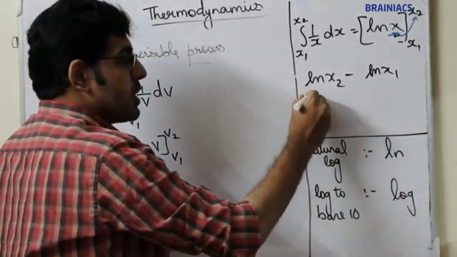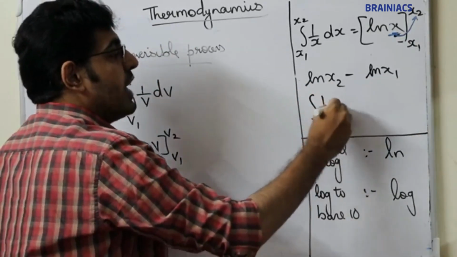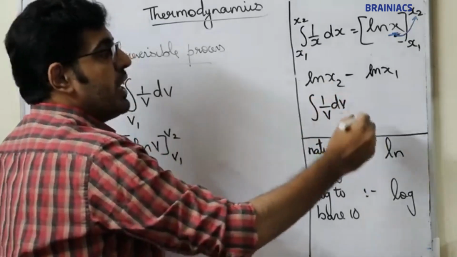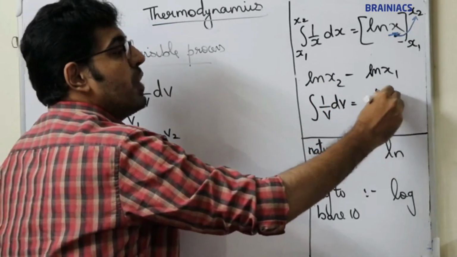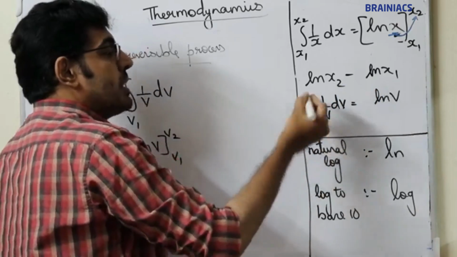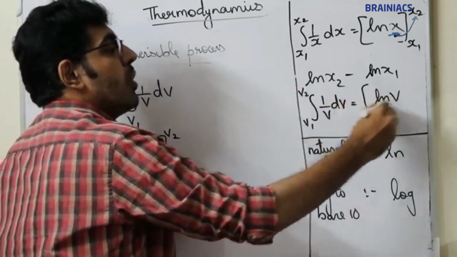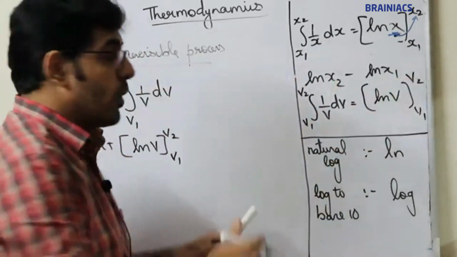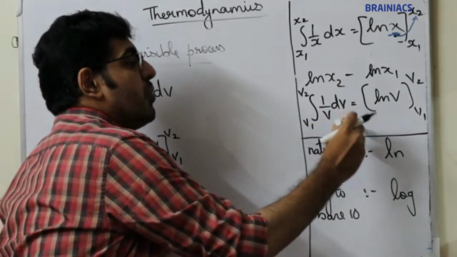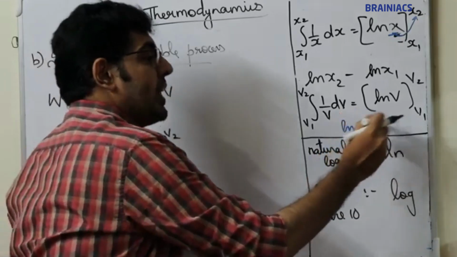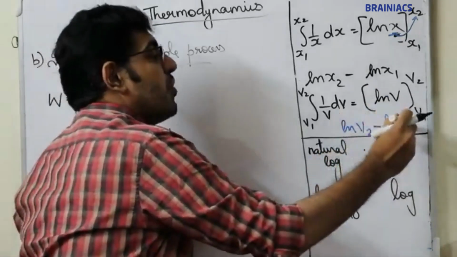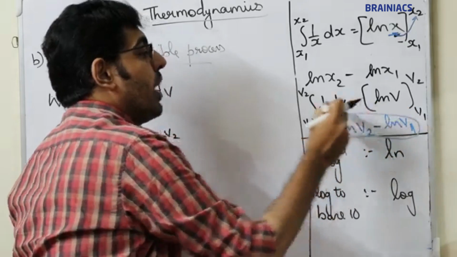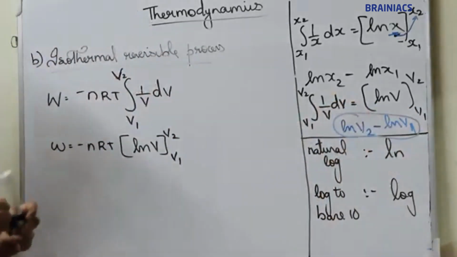In a similar way, you can integrate 1 by v dv. When we integrate 1 by v dv, we will get ln v. Now, if the limits are between v1 to v2, first we have to put the upper limit. So you will get ln v2 minus the lower limit, ln v1: ln v2 minus ln v1, upper limit minus lower limit.